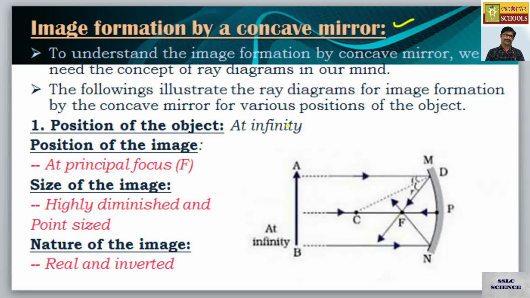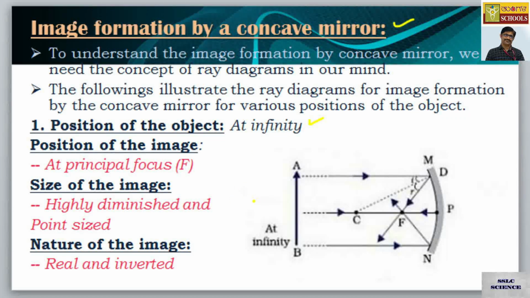So let us try to understand the image formation, size of image and nature of image with respect to the position of the object. So the first position of the object is at infinity. Infinity in the sense it is out of the experimental table. So if you are performing this experiment on a table, infinity means you are taking the object outside the table. That's what it means. Okay.